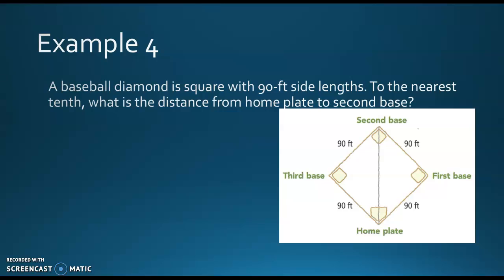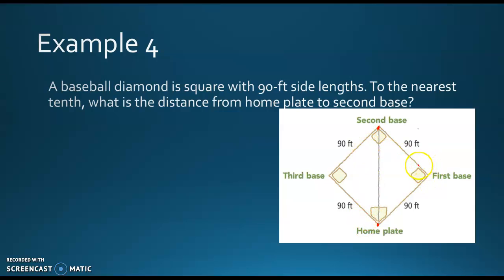Last one, I believe. Let me double check. Oh, I lied. There's one more after this. A baseball diamond is a square with 90-foot side lengths. So 90 feet is our side lengths. To the nearest tenth, what is the distance from home plate to second base?